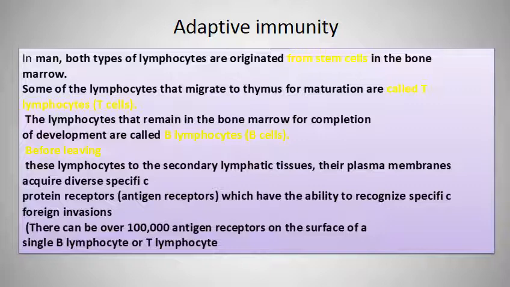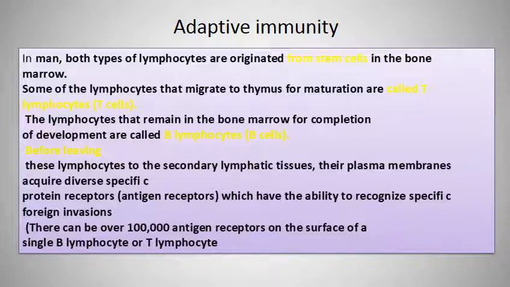They are called T lymphocytes because they have migrated to the thymus for maturation, and those lymphocytes that remain in the bone marrow to complete the development, we call them the B lymphocytes. So T lymphocytes and B lymphocytes both have been produced in the stem cells of the bone marrow, but we call them T lymphocytes because they migrated to the thymus for maturation, and B lymphocytes because they remain in the bone marrow for the completion of the development.